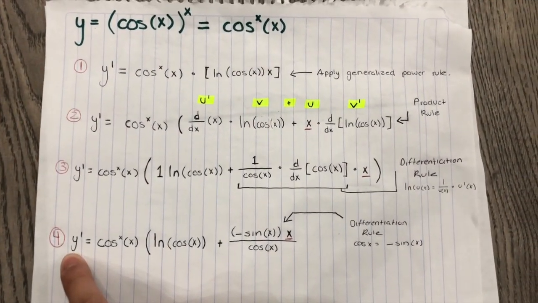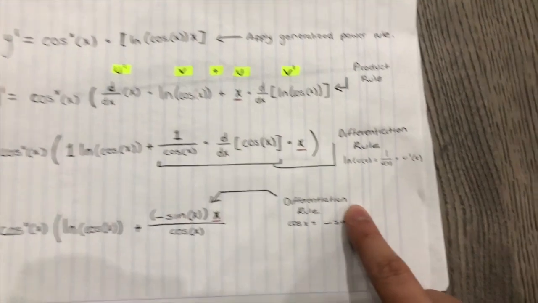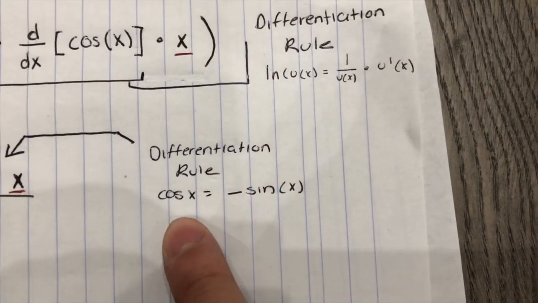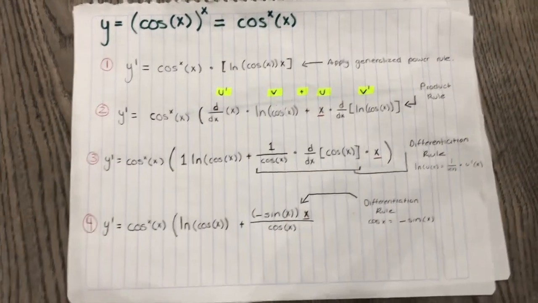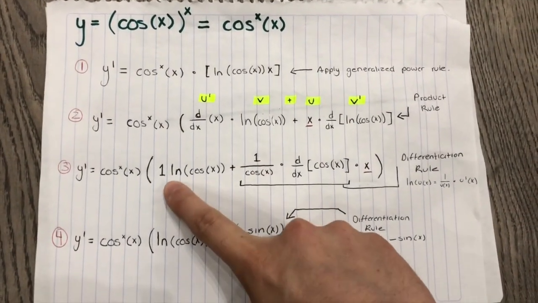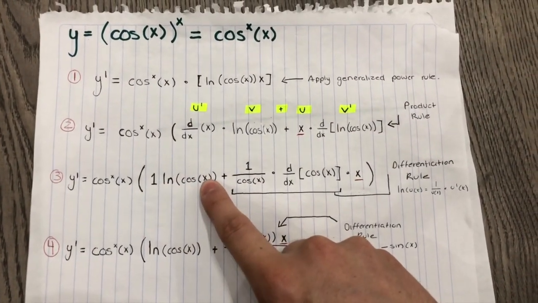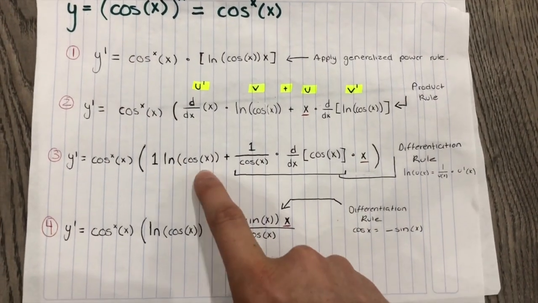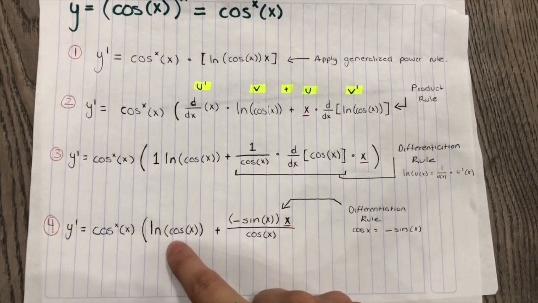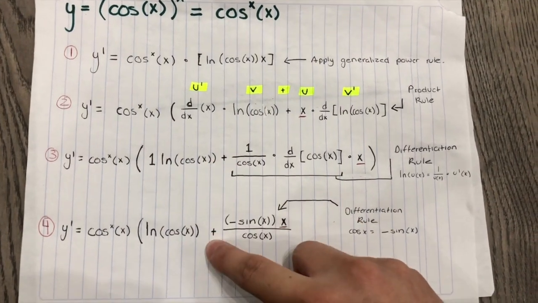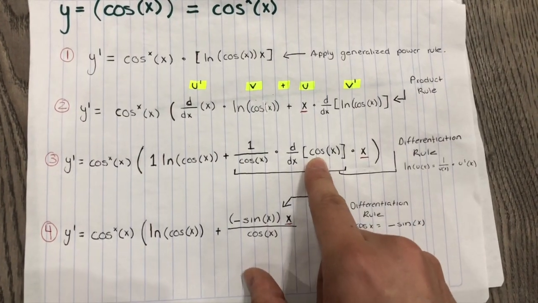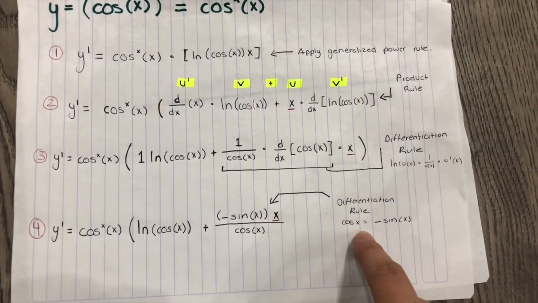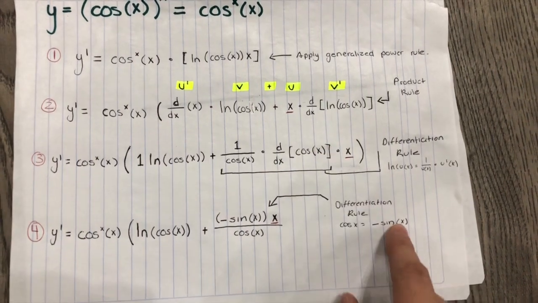In the fourth step, we're gonna use again the differentiation rule, but this time of cos x, which is negative sine x. So you pass again this part equally, then you multiply 1 times natural log times cos x, which is gonna give you this, because everything times 1 is this, plus here, this part is where you apply the differentiation rule of cos, which is negative sine.